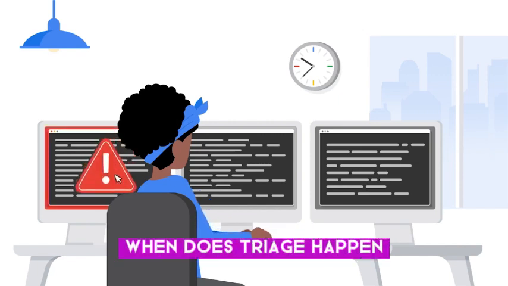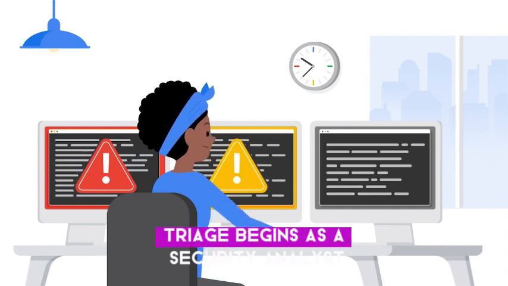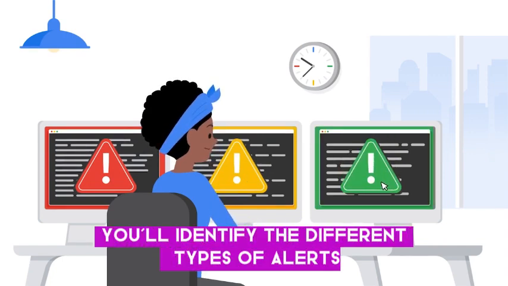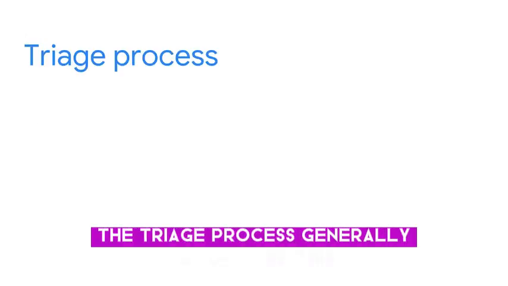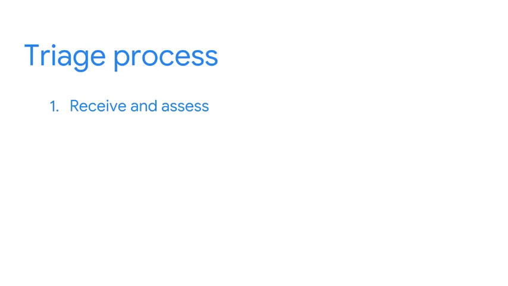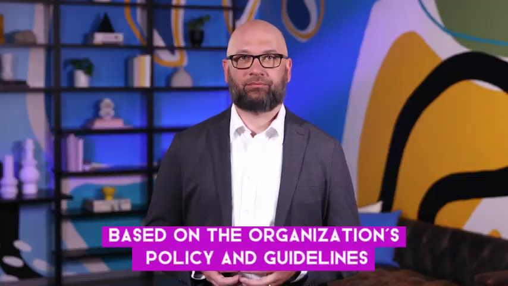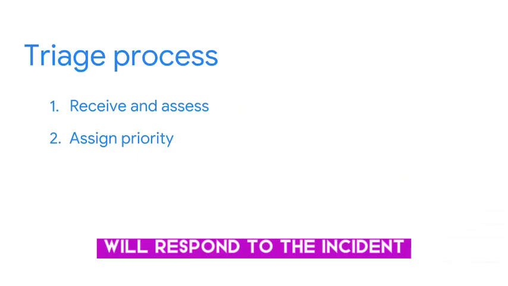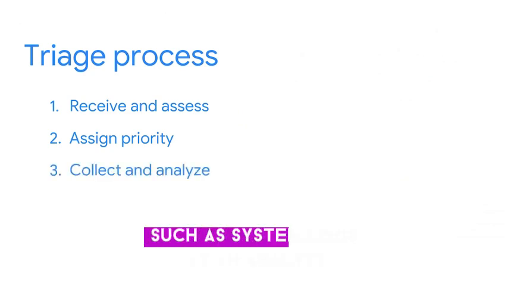When does triage happen? Once an incident is detected and an alert gets sent out, triage begins. As a security analyst, you'll identify the different types of alerts and then prioritize them according to urgency. The triage process generally looks like this. First, you'll receive and assess the alert to determine if it's a false positive and whether it's related to an existing incident. If it's a true positive, you'll assign priority on the alert based on the organization's policy and guidelines. The priority level defines how the organization's security team will respond to the incident. Finally, you'll investigate the alert and collect and analyze any evidence associated with the alert, such as system logs.